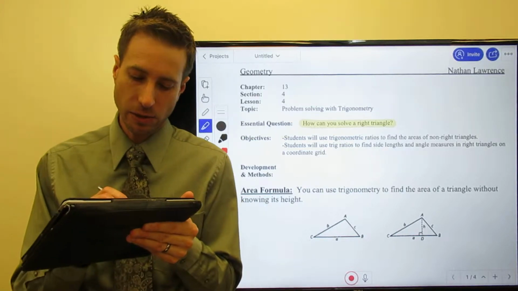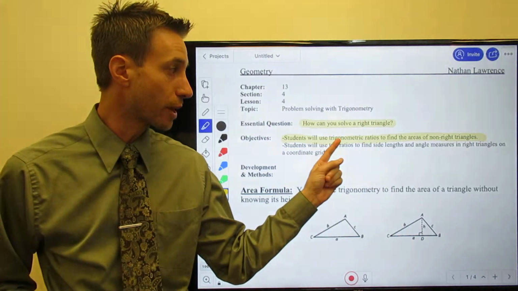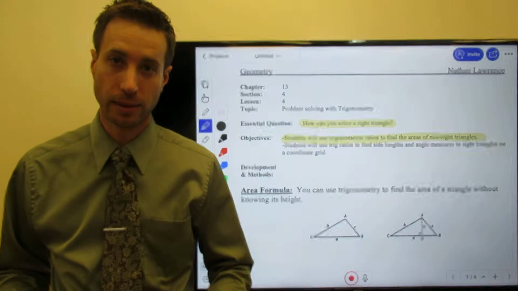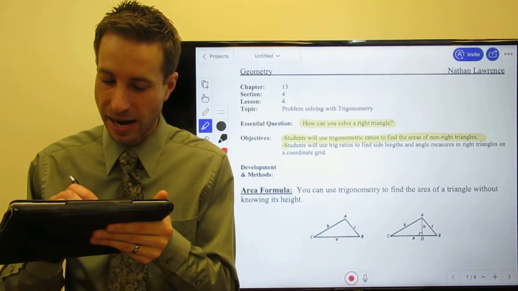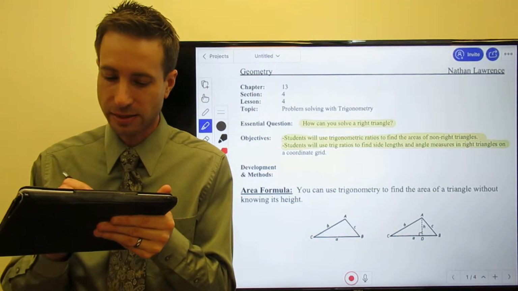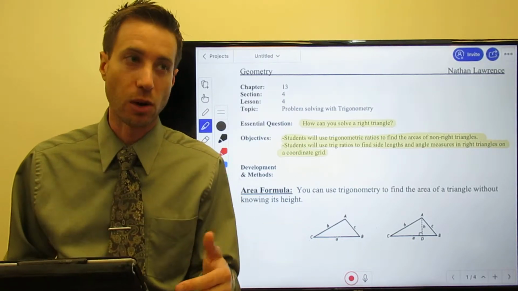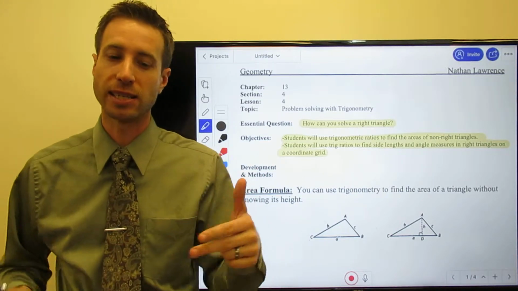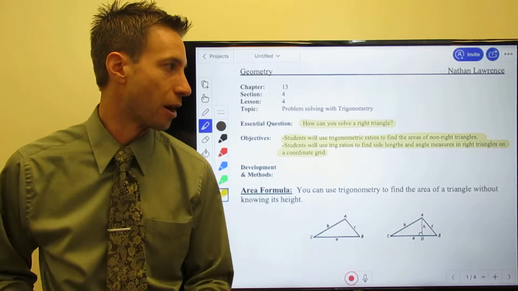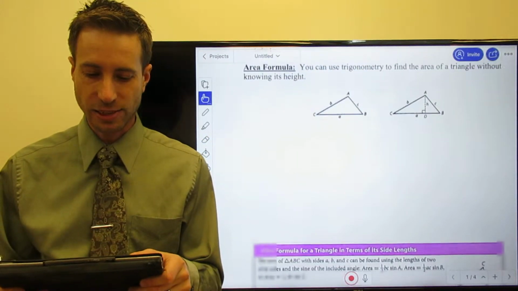Now, some objectives, learning targets as we go through this. First, we're going to use these trig ratios to find the area of a triangle, and then we're going to go ahead and solve some problems finding those unknown lengths or angle measures given some problems, whether it be a diagram or a word problem, whatever it is. Sine, cosine, and tangent to the rescue. They'll help us solve those problems. First, let's start with area.